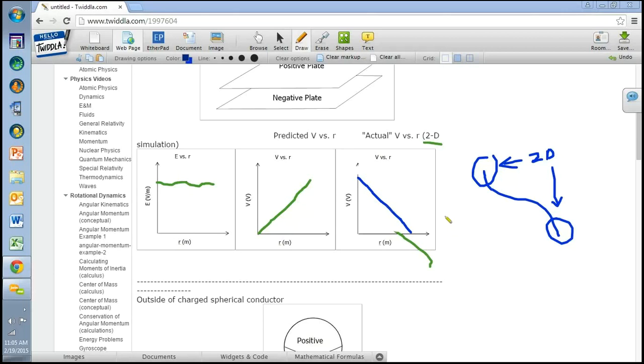So this slope, well, it's hard for me to write. The slope is equal to some constant. It's equal to some negative constant. Whereas over here, this is just simply some constant, positive value.